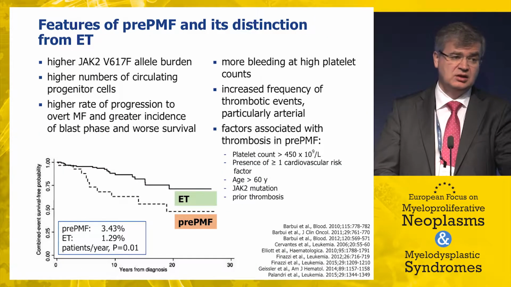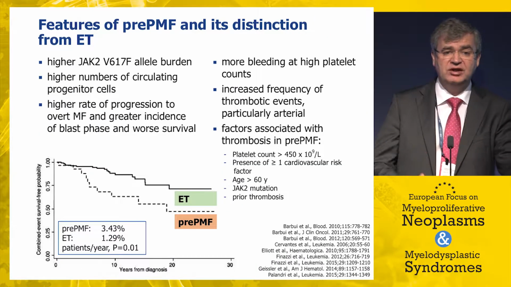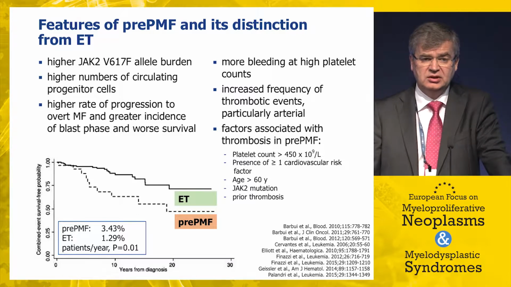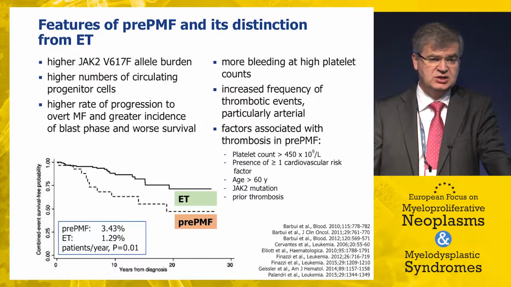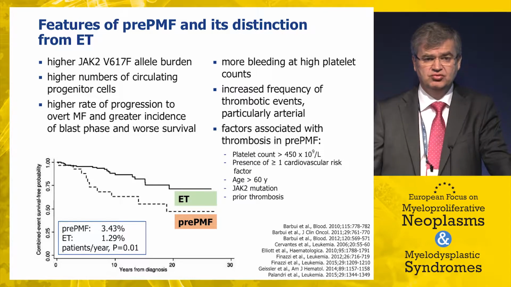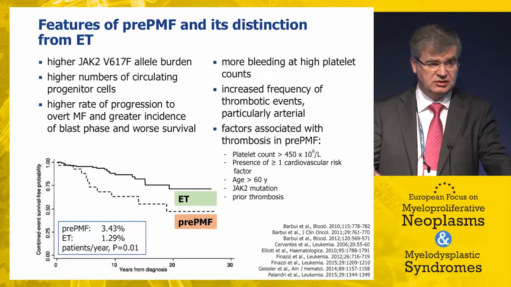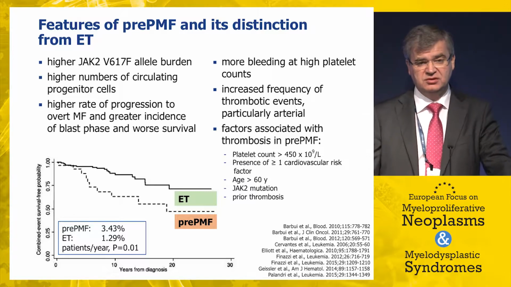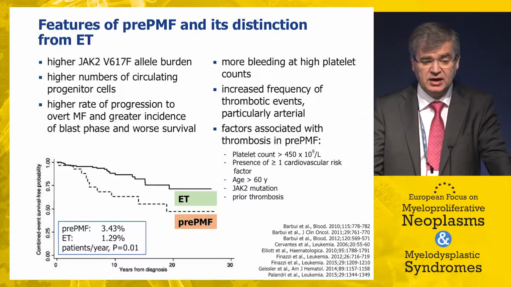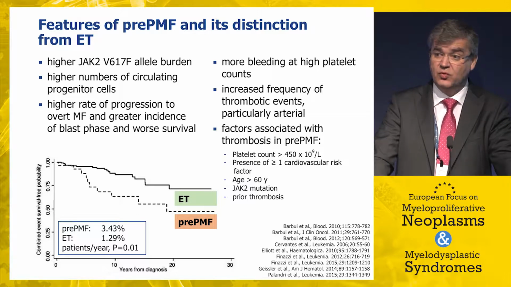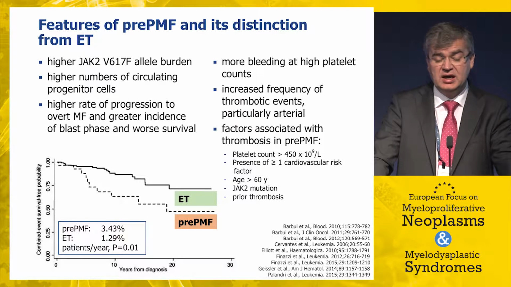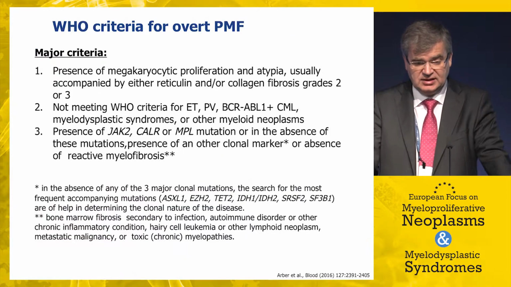And when you look at the combined event-free survival, the risk of complication or the events per year is 2.5-fold higher in prePMF than in essential thrombocythemia. So in other words, we have a difference in mutation load, we have a difference in circulating progenitors, we have higher rate of progression towards overt stage of myelofibrosis, and also we see more clinical complications with regard to bleeding and high platelet counts.